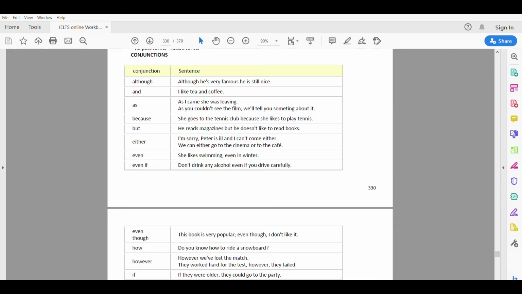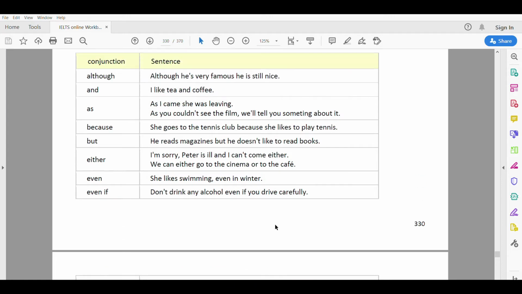Hello everyone, as promised I am back with this video, and in this video I'm just going to give you some list of connectors and conjunctions that can be used to make complex sentences.